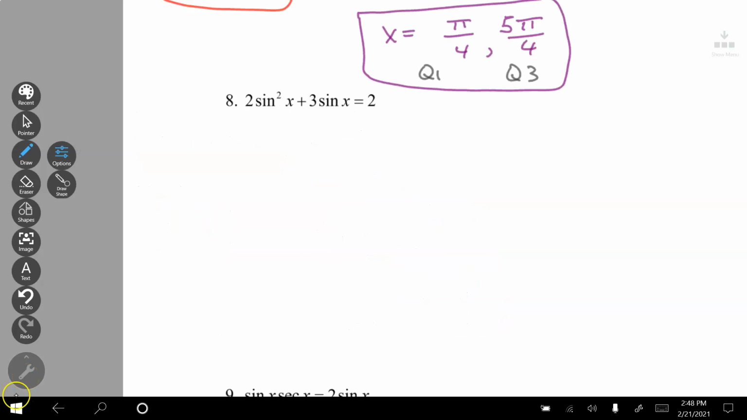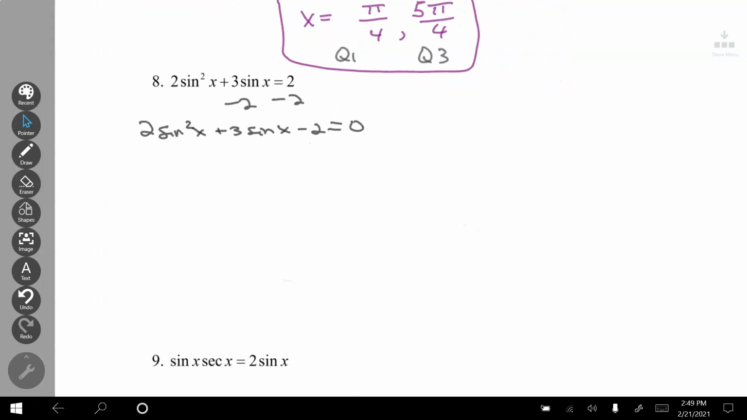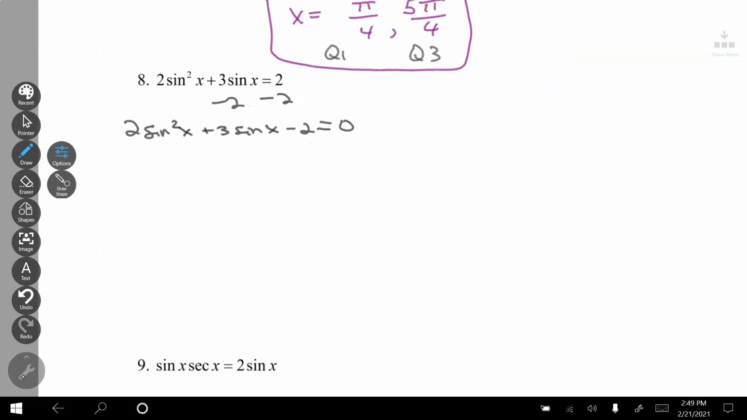Okay, if you're watching this video, sorry about that. I lost my voice. Got to subtract 2 because it's not equal to 0. 2 sine squared x plus 3 sine x minus 2 is equal to 0. This seems a little bit more difficult to factor than what we've done before, so I am going to rewrite it.